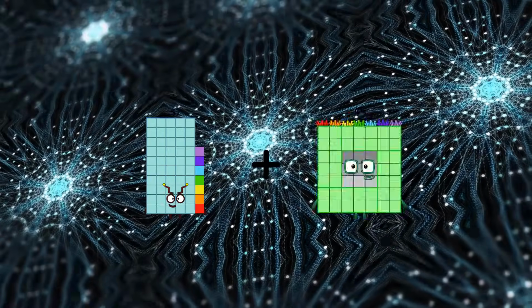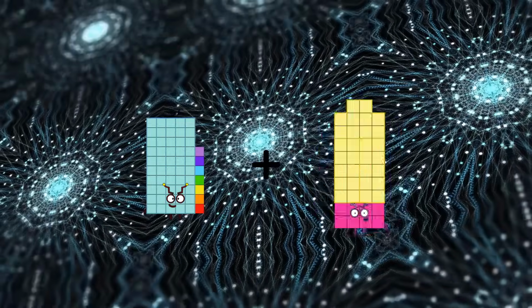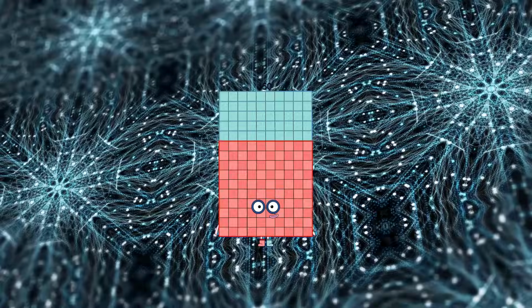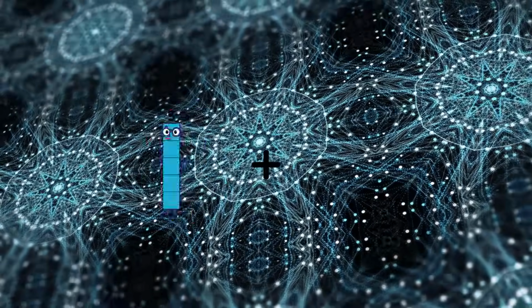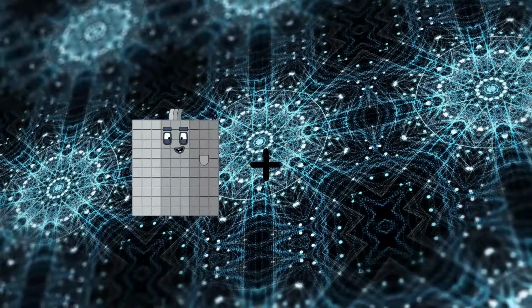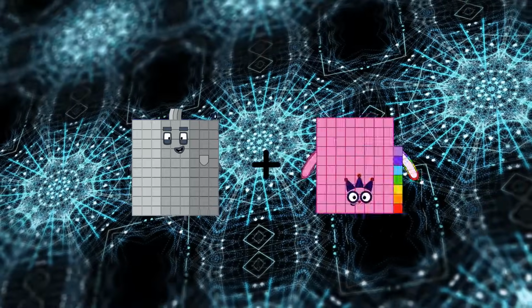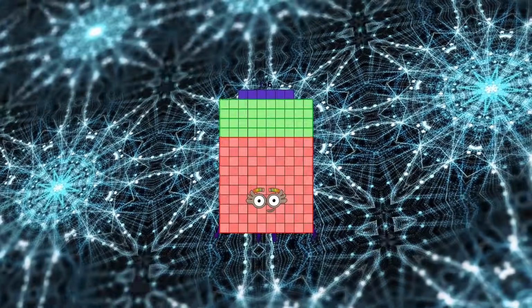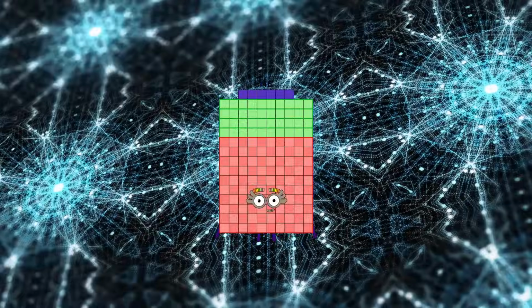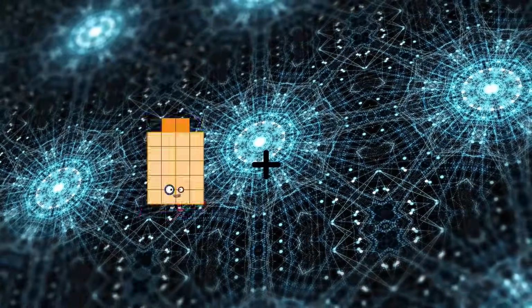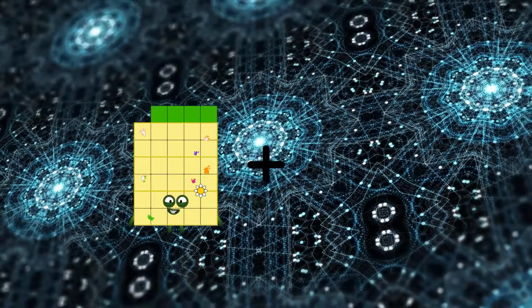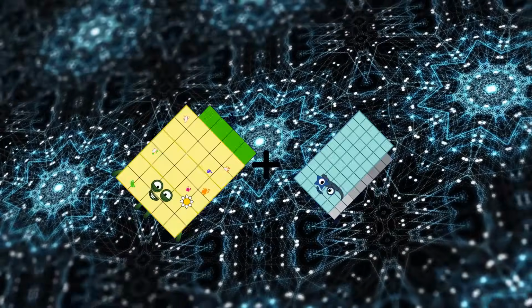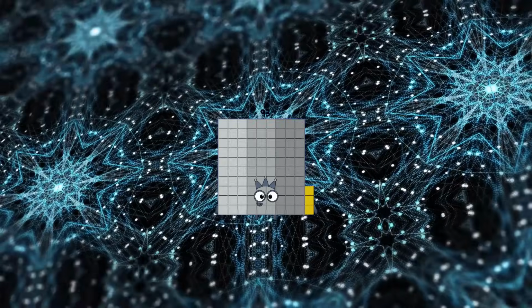57 plus 93 equals 150. 90 plus 56 equals 146. 34 plus 59 equals 93.